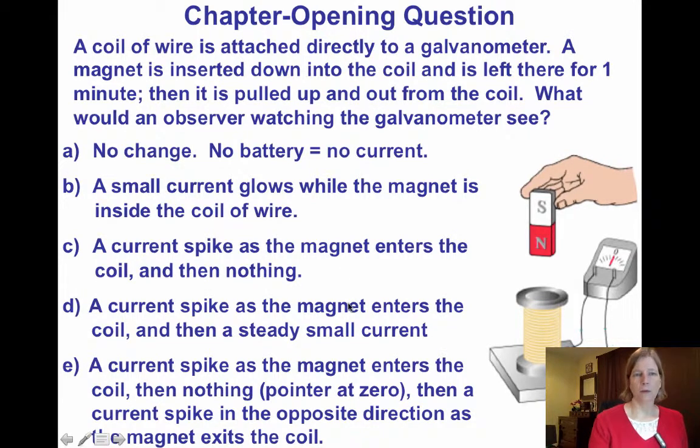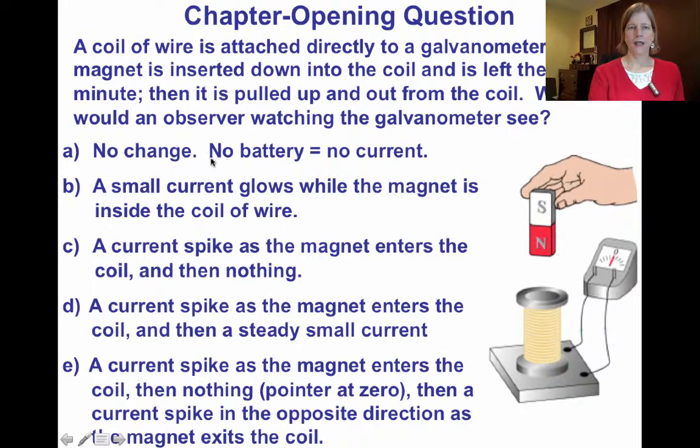Let's go back to our chapter opening question. A coil of wire is attached directly to a galvanometer. A magnet is inserted down to the coil, it's left there for 1 minute, then it's pulled up out from the coil. What would an observer watching the galvanometer see? Option A, no change, because there's no battery, there'd be no current. We now know that's not the case. We know if we have a changing flux inside the coil, we can induce a current. So when the magnet is approaching the coil or being pulled away from the coil, then we have a change in flux and will induce a current and something will show up on the galvanometer needle.